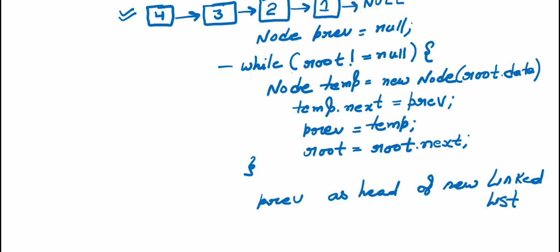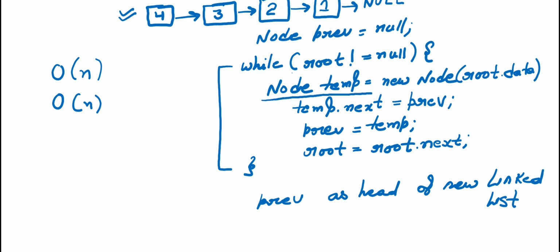Now if we see the time complexity of this approach, then we can say that it is big O of n, because we are running a loop from root to end of the linked list. And the space complexity is also big O of n, because here we are creating a new linked list. Every time we are creating a new node, and in the last we will have n nodes, and the head of the new linked list will be this previous. So now let's see how we can optimize this.